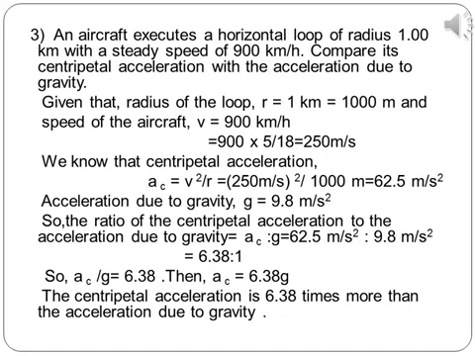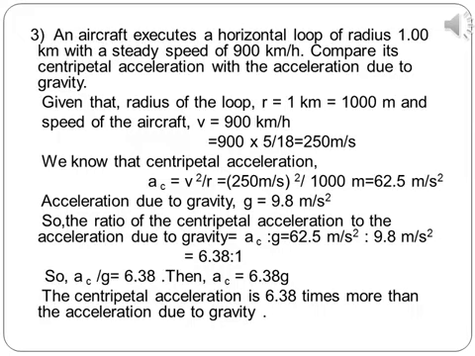Third question is, an aircraft executes a horizontal loop of radius 1 kilometer with a steady speed of 900 km per hour. Compare its centripetal acceleration with the acceleration due to gravity. Here given that the radius of the loop is 1 kilometer, which is r. When converted into meters, it is equal to 1000 meters, and the speed of the aircraft v is equal to 900 km per hour.